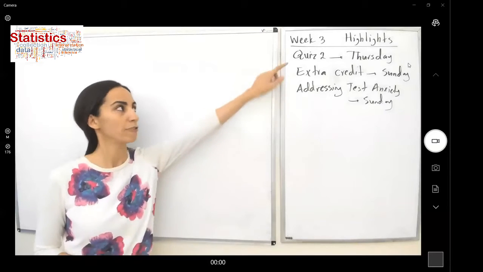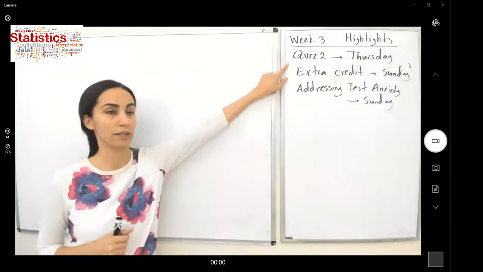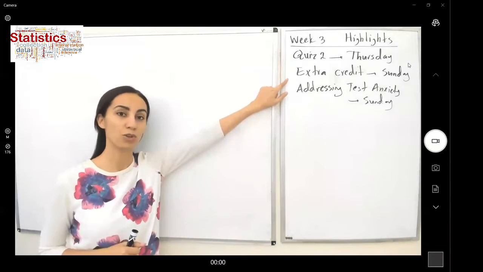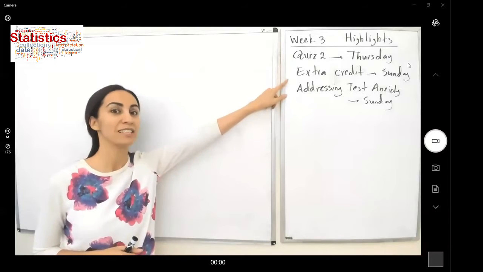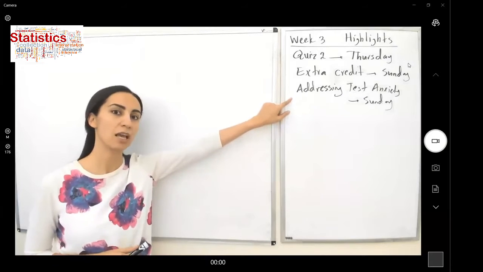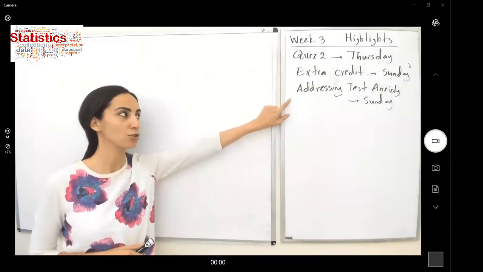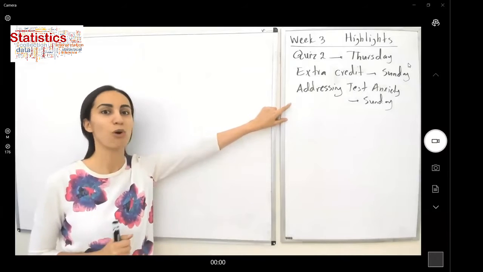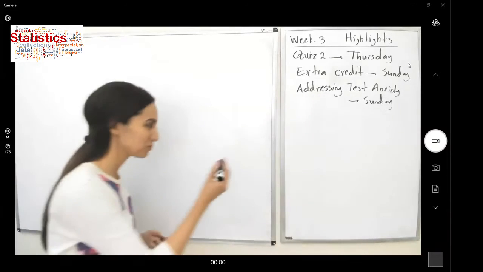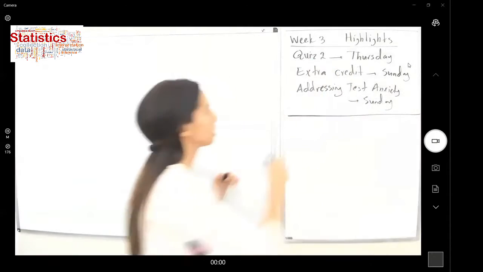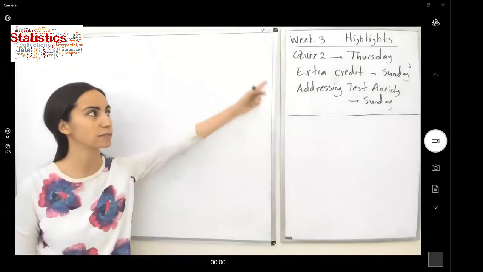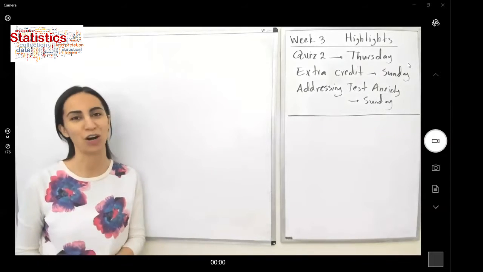week 3. First of all, we have our group quiz 2 on Thursday. We have extra credit due on Sunday. Please log into your Canvas. Please go to week 3 module. Take a look at your extra credit for chapter 3. We also have a discussion about addressing test anxiety. I would like you to take that discussion, respond to 2 of your classmates. It's very helpful, it's very useful, informative. So these are the highlights for our week 3, the assignments that you need to submit for me. 2 of them are due on Sunday, and we have a quiz 2, which is on Thursday.